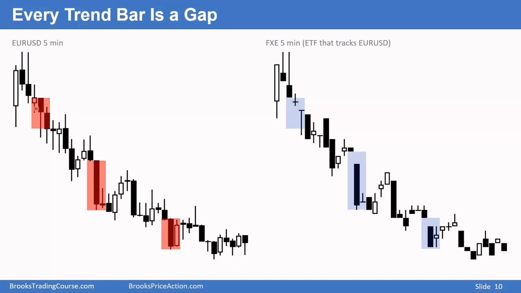This gap down corresponds to this bear bar. This gap down corresponds to this bear bar. We have a gap down here and a bear bar. That gap and bear bar corresponds to this bear bar. If I'm just looking at the euro, I'm not seeing the gaps. If I'm just looking at the FXE, I'm seeing gaps, and they mean exactly the same thing. Whether or not you see gaps or whether you simply see trend bars, a trend bar is a gap is a trend bar, and I trade them exactly the same way.